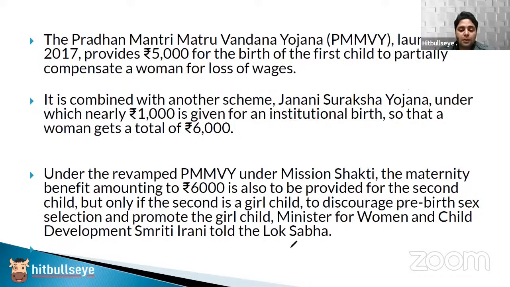Now the Minister for Women and Child Development, Smriti Irani, has told the Lok Sabha that the maternity benefit of 6,000 will be provided to the second child as well, but only if it's a girl child. It remains to be seen whether the government extends this benefit to a second male child as well, or only to a second female child. But as the provision stands now, it is provided to the first child no matter whether it's male or female, but to the second child only if it's female. With this, the government is trying to discourage pre-birth sex selection and encourage giving birth to a female fetus.